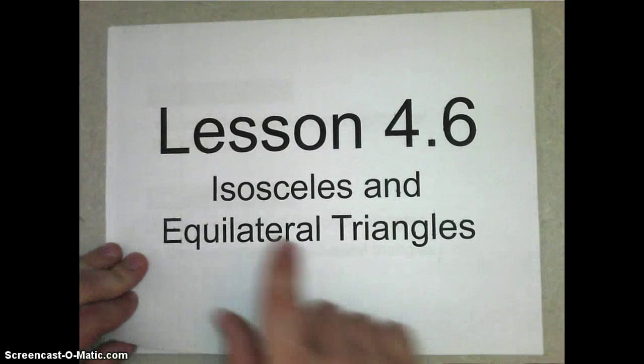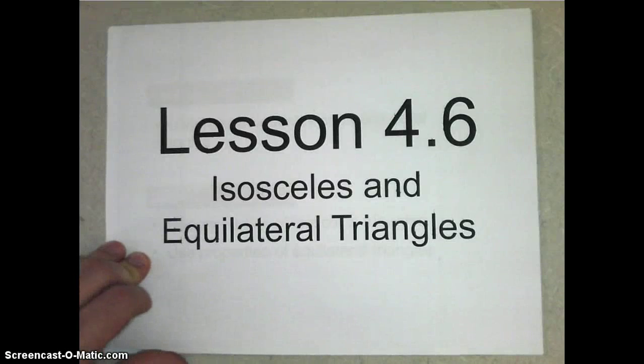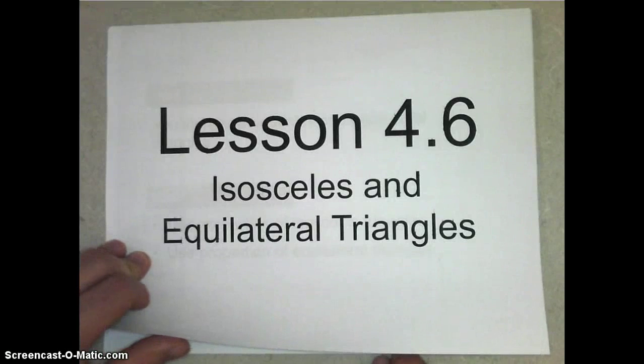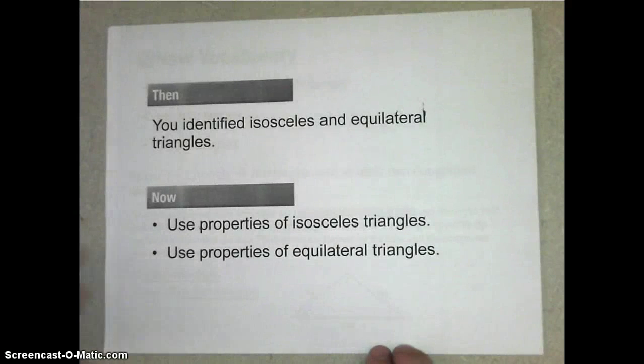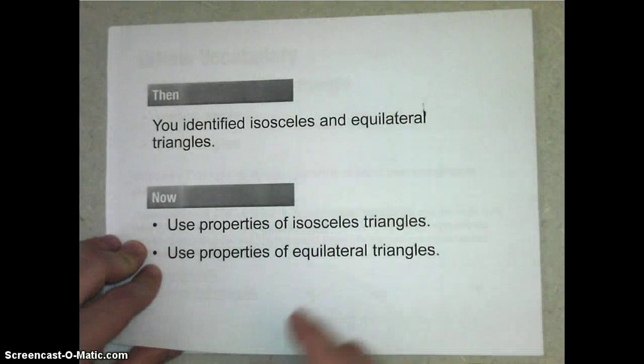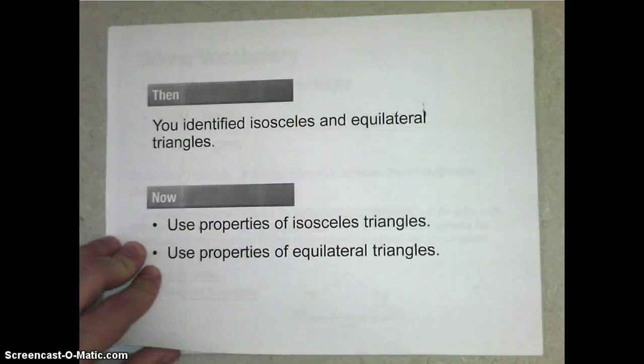Today we'll be talking about isosceles and equilateral triangles. We know what those are, but we're going to talk about some important characteristics of those triangles. In the past we've just identified what they are. Now we're going to use those properties to do some proofs and problem solving.